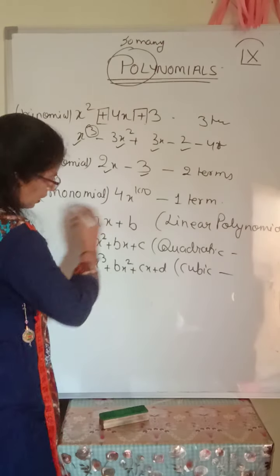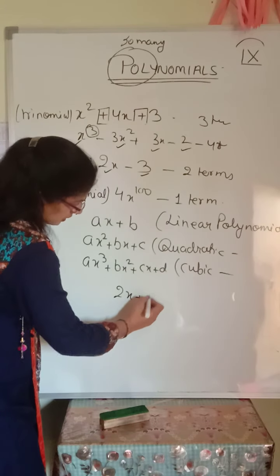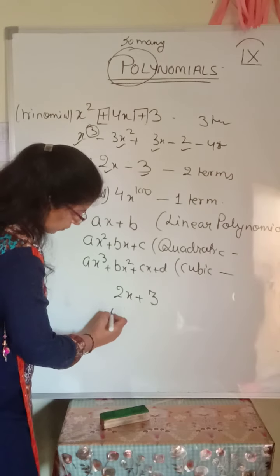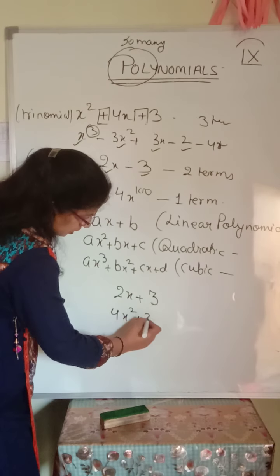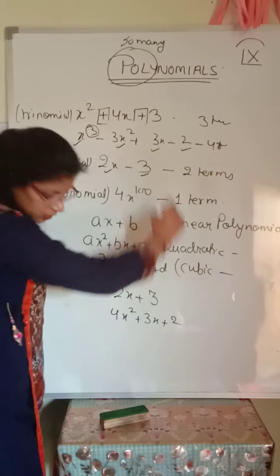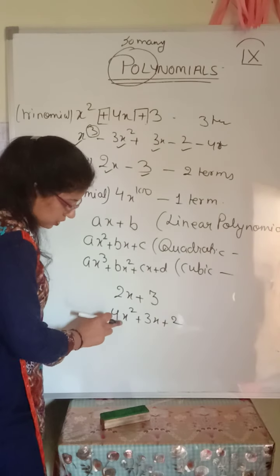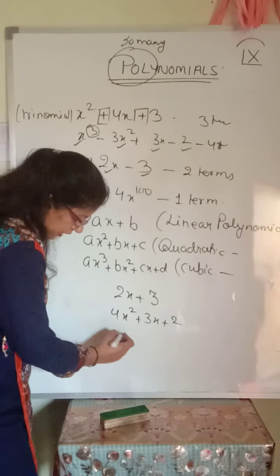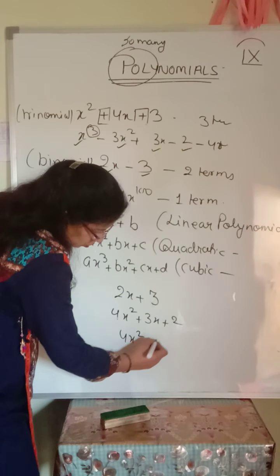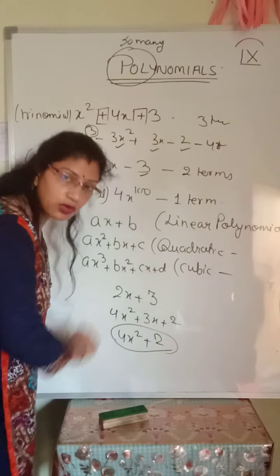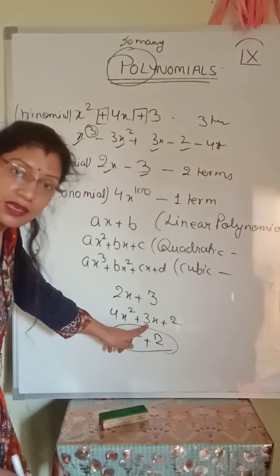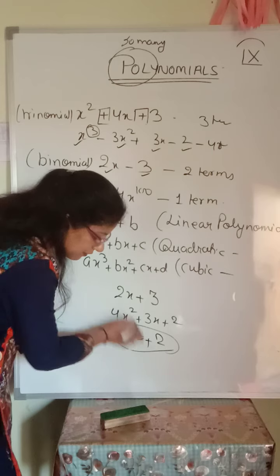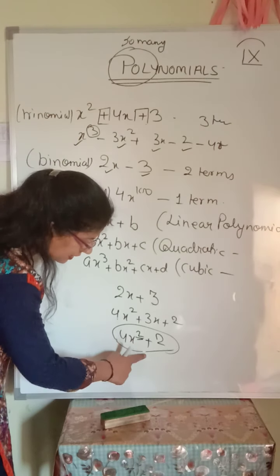So linear polynomial, example 2x plus 3. Quadratic, 4x square plus 3x plus 2. So this is quadratic. I can write this quadratic or like this also, 4x square plus 2. This is also called quadratic polynomial, but it is not having the middle term. So why is this quadratic? Because this is having maximum power 2. So this I can write in quadratic form.